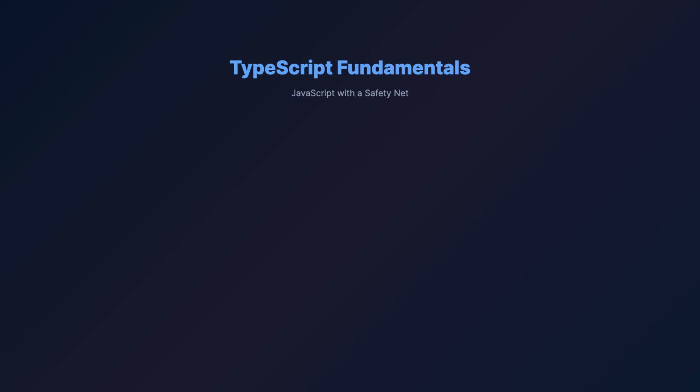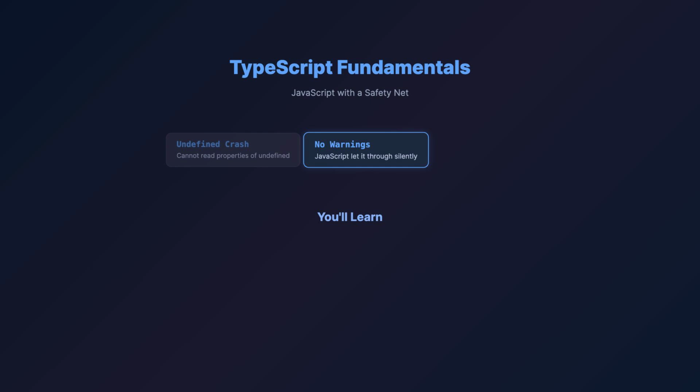You write a function. It works. You ship it. Then at 2 a.m. your app crashes in production. Cannot read properties of undefined. The bug was there the whole time, hiding in plain sight. JavaScript let it through. No warnings, no errors, nothing until runtime.